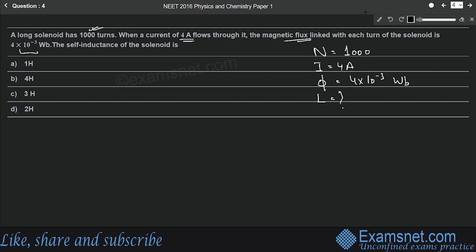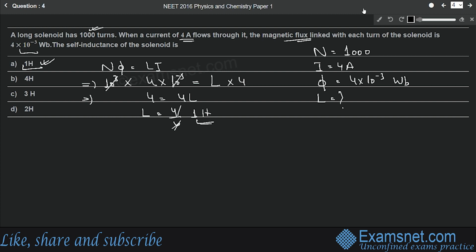Okay, so we'll use the formula N phi equals L into I. N is given as 1000, so we can write it as 10 to the power 3, into phi. Phi is given as 4 into 10 to the power minus 3. And this side we have L into I, the current, so it is 4 ampere. Now 10 to the power 3 will cancel 10 to the power minus 3. Then this side we have 4 and this side we have 4L. So the value of L will be 4 by 4, that is 1. So it is 1 Henry. So the correct answer will be option number A. 1 Henry is the value of self-inductance.